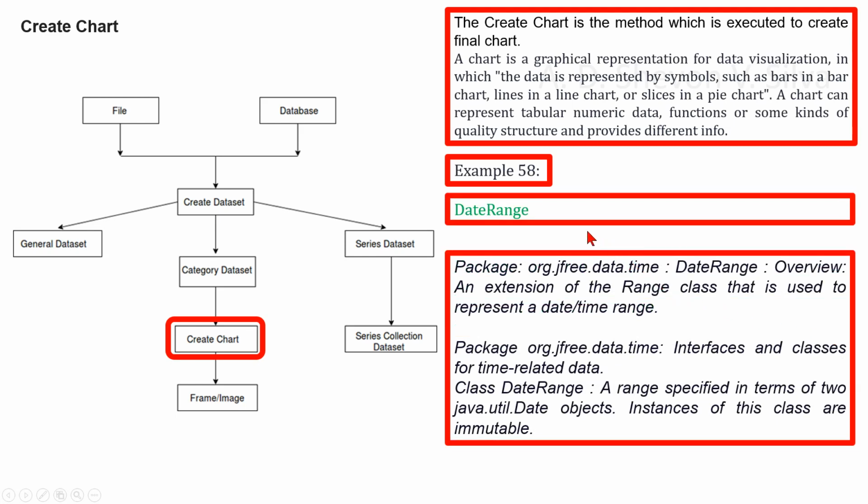Overview in date range in package org.jfree.data.time, an extension of the range class that is used to represent the date or time range. The package org.jfree.data.time, interfaces and classes for time related data. Class date range, a range specified in terms of two java.util.Date objects. Instances of this class are immutable. In JFreeChart, the primary use for this class is for specifying the range of values for display on a date axis.